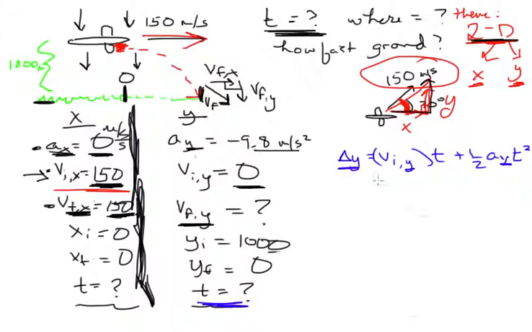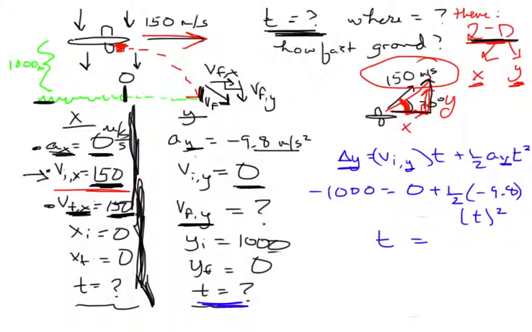Okay, so what is the change in y? You're going from final minus initial, 0 minus 1,000. So you're going down 1,000 meters. Makes sense, right? What's v initial? 0. So that's nice, we don't even have to worry about that. Plus 1/2 times negative 9.8 times t squared. Cool, you have everything. You solve for time.